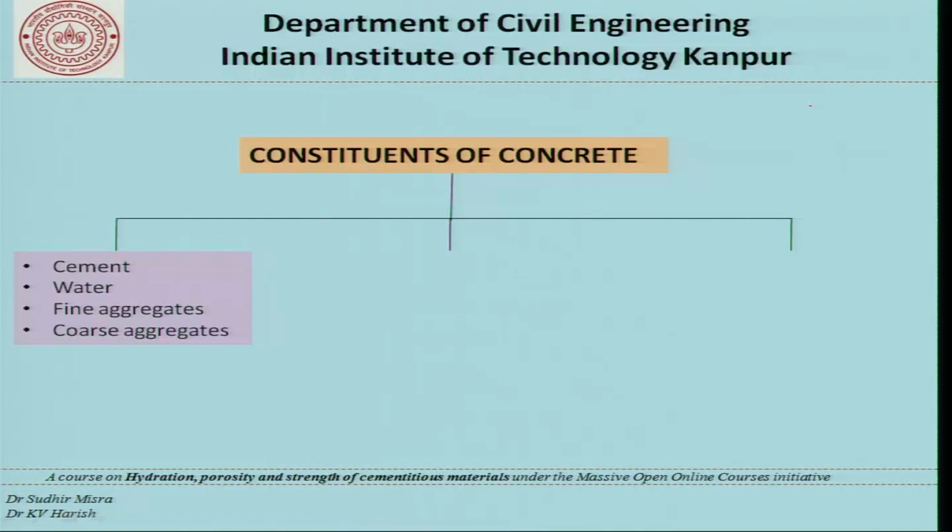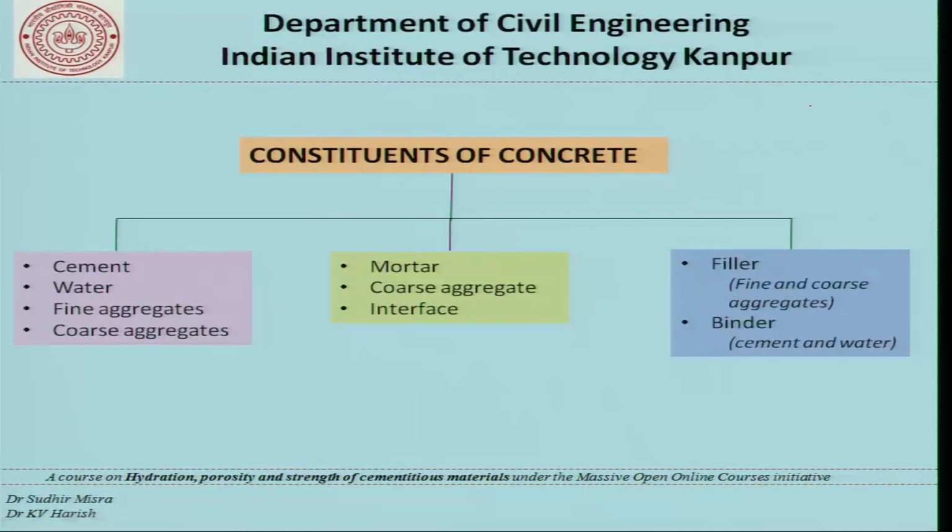As far as the constituents are concerned, normally we talk of concrete made up of cement, water, fine aggregates and coarse aggregates. We talk in terms of mortar, coarse aggregate and the interface, and we talk in terms of filler, that is the fine and coarse aggregates, and the binder, which is the water and cement.